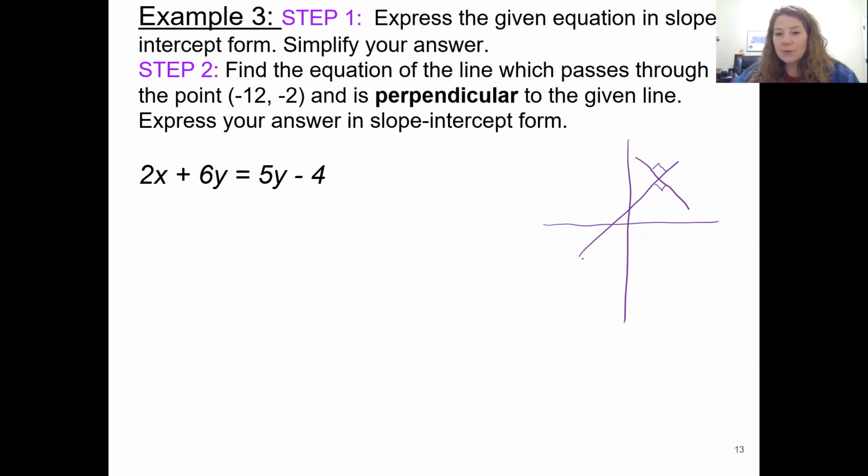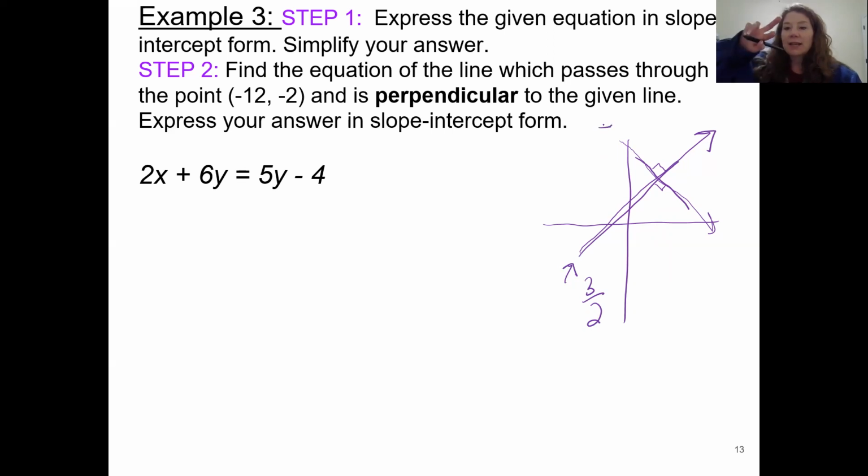Obviously this would be a positive slope. This has a negative slope, and the slopes are an inverse of one another. So let's pretend for a second that the slope of this line is, I don't know, 3/2. Well, the slope of this line is going to be the opposite and inverse. It's going to be the opposite sign, and we're going to flip those numbers. The inverse of 3/2 is 2/3.